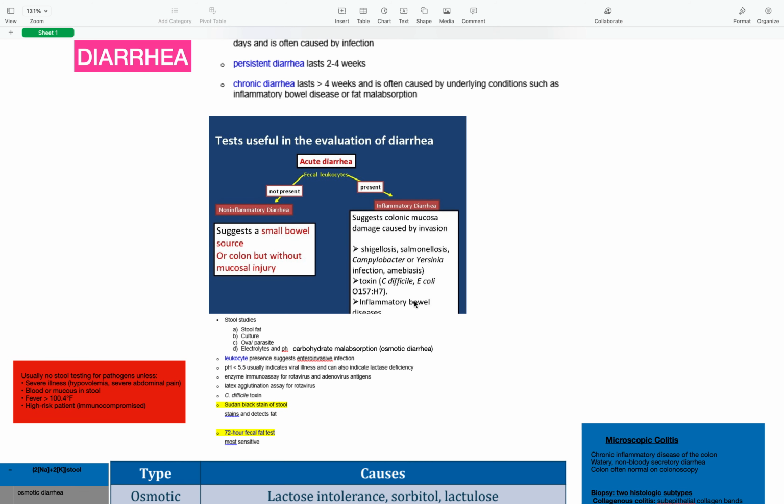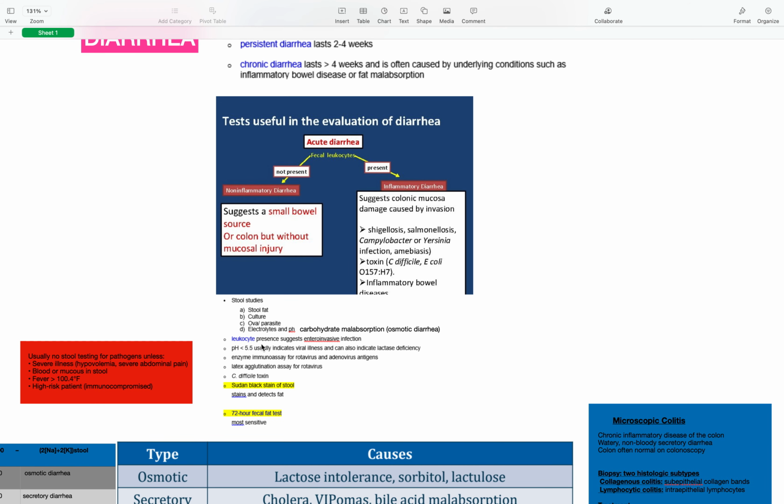Okay, so what you need to do is stool studies, which include stool fat, culture, ova and parasite, electrolytes, and pH. And a low pH generally means that the patient may have carbohydrate malabsorption, as in osmotic diarrhea. And as I said, leukocyte presence suggests enteroinvasive infection. A pH less than 5.5 indicates viral illness and can also indicate lactase deficiency.